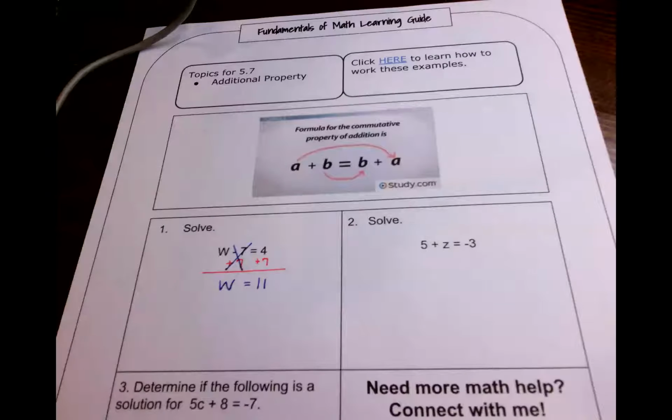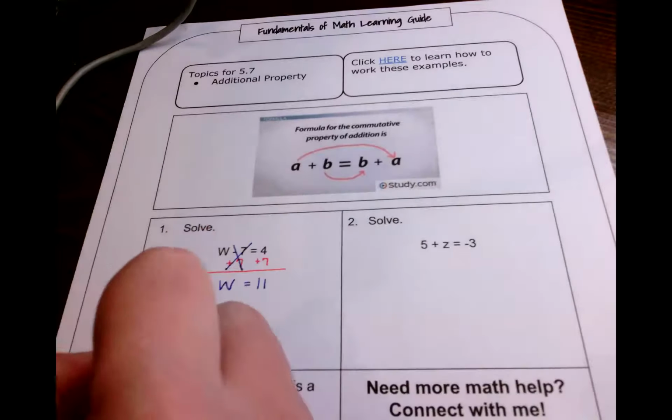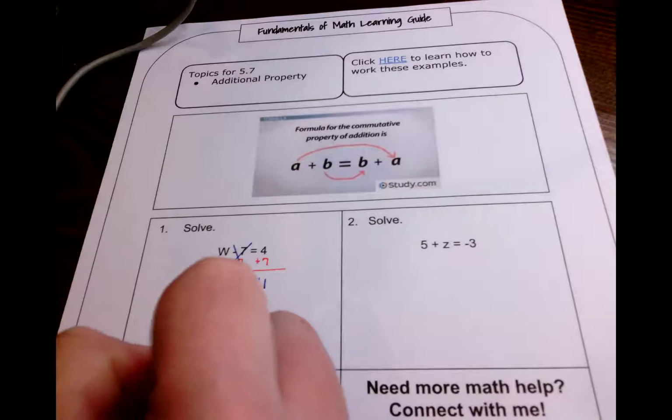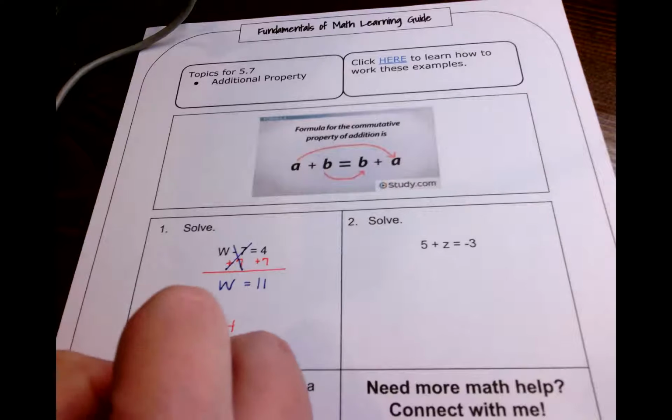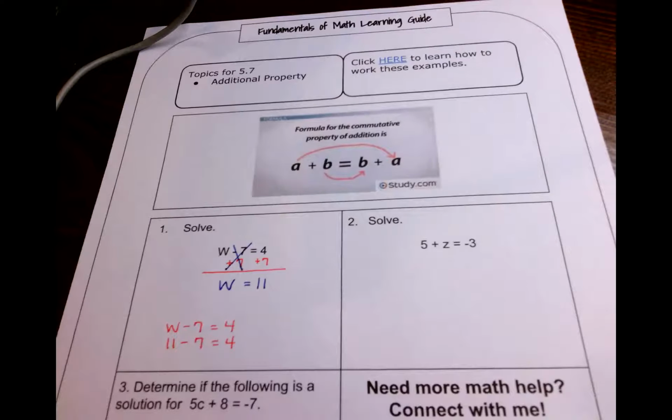One thing I love about equations is that I can always come back, take my original equation, and say, okay, let's put the 11 in place of the w and see if it's true. And it is. 11 minus 7 is 4. So I know that my solution is correct.